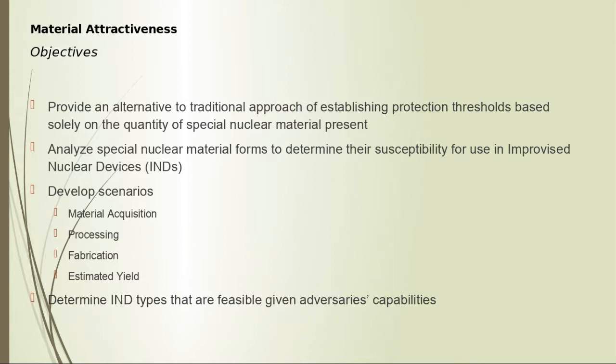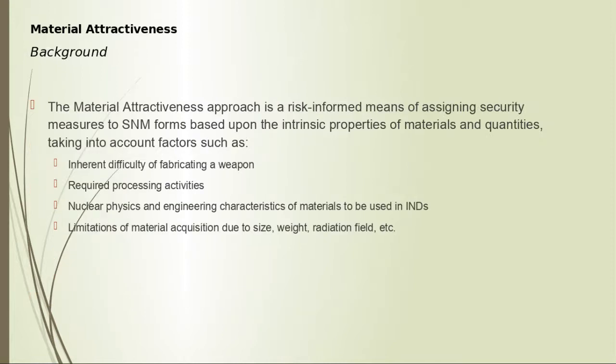So one of the things you need to do is analyze special nuclear material forms to determine, can they actually be used to form improvised nuclear devices through chemical processing, machining, and things of that nature. And so what you tend to do is you develop scenarios where first the adversary must acquire the material, then process the material, fabricate a weapon, and then you have to estimate what is the actual yield of that device. Is it actually going to create a nuclear yield? And you need to determine what IND types, improvised nuclear device types, are feasible given adversary capabilities.